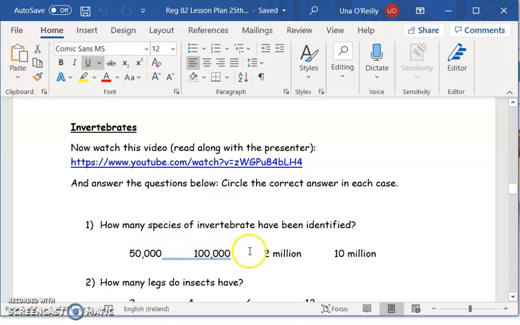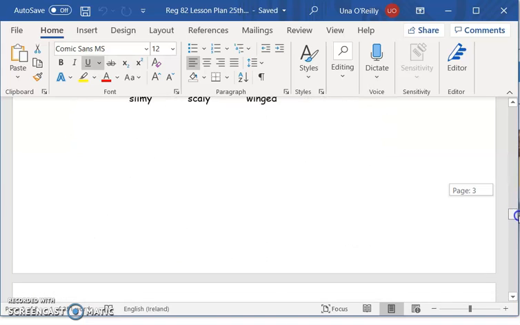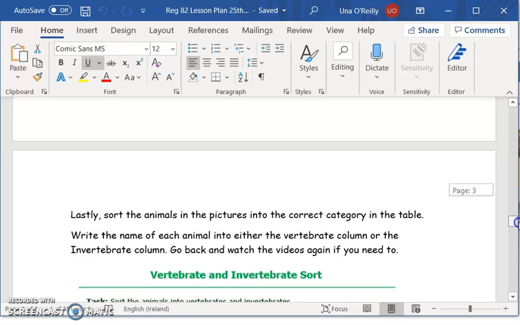I've given you three or four possible answers, like this one here. How many species of invertebrate have been identified? So you can pick 50,000, 100,000, 2 million, or 10 million. The video will tell you the right answer, and I want you to circle the correct answer in each case. So there are six questions there, and they all operate the same way.